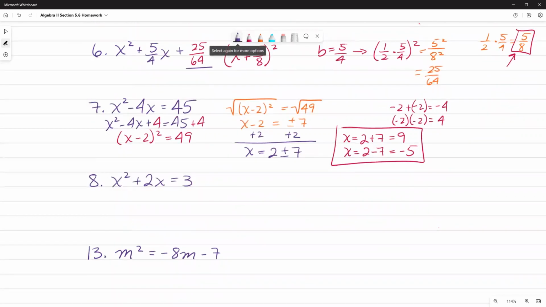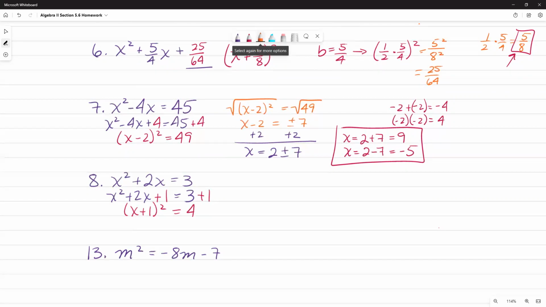And moving on to the next one here. X squared plus 2x. So I know that 1 plus 1 is 2, and then 1 times 1 is just 1. And so if I'm adding 1 to make that a perfect square trinomial, then I have to turn around and add a 1 to the other side as well. And so this becomes x plus 1 squared. It's 4.